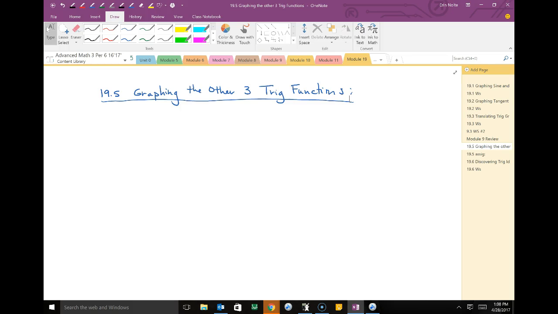I feel like cosecant should be with cosine and secant should be with sine. Well, you're not the math god, so you don't get to decide.